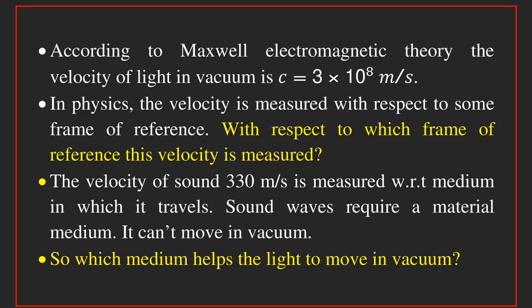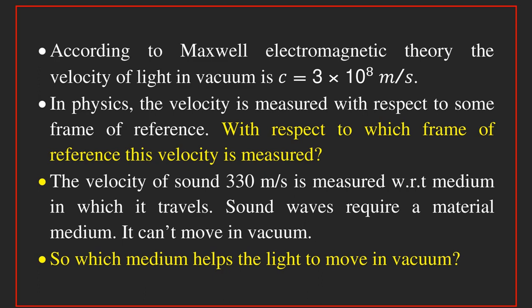The velocity of light in vacuum is 3 into 10 raised to 8 meter per second, and vacuum is nothing. There is nothing there in vacuum, so that we can measure the velocity with respect to something, but vacuum is nothing. So it was a problem with respect to which this velocity is measured in vacuum.